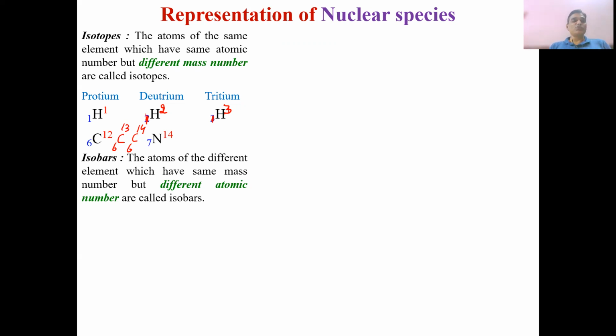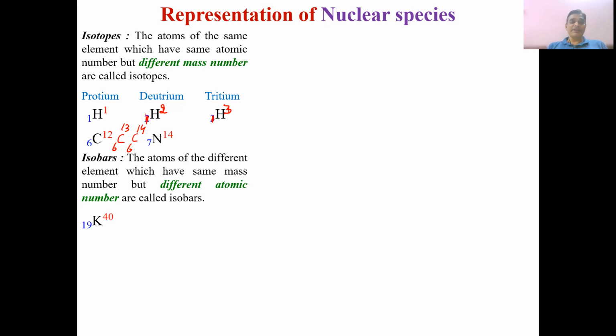Next definition is isobar. So the atoms of different elements. For example, we have to take 2 different elements to define this. The isobars are the atoms of different elements which have the same mass number but different atomic number.